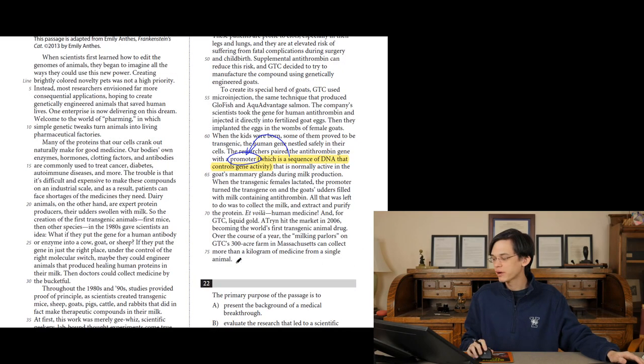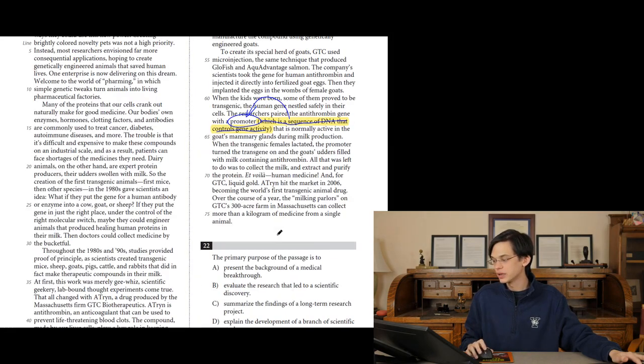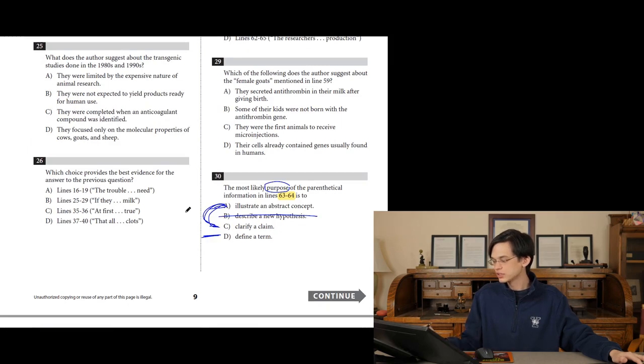What's the purpose of this parenthetical statement? Well, if we got rid of it, what do we no longer know? We have no idea what a promoter is anymore. It's not like we don't understand this difficult to understand concept. It's not like it's this abstraction that's very hard to imagine. It's defining a term. What's the promoter? It's a sequence of DNA that controls gene activity. The answer number 30 is going to be D.